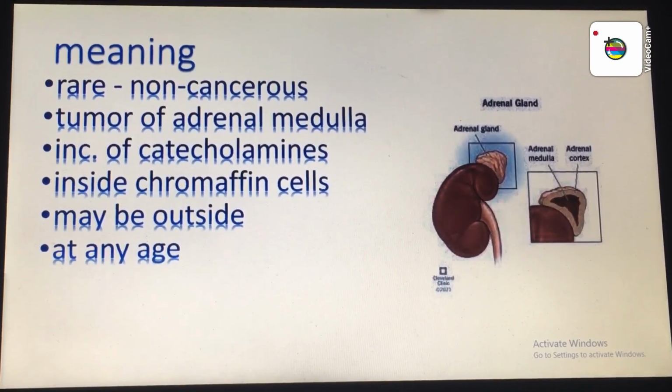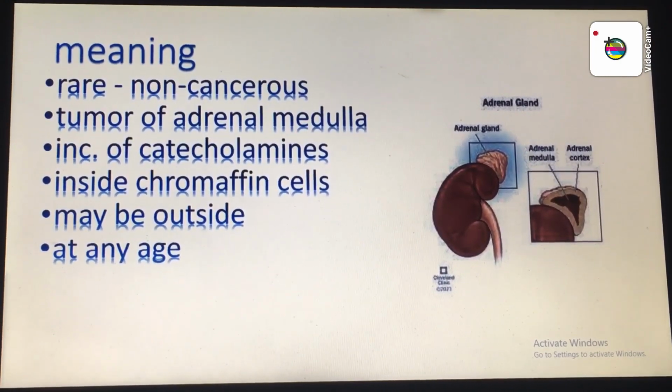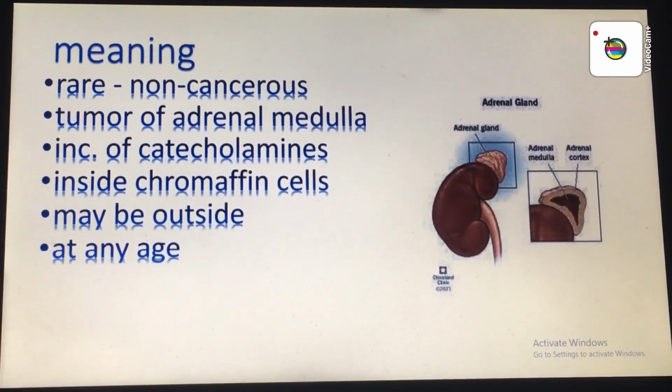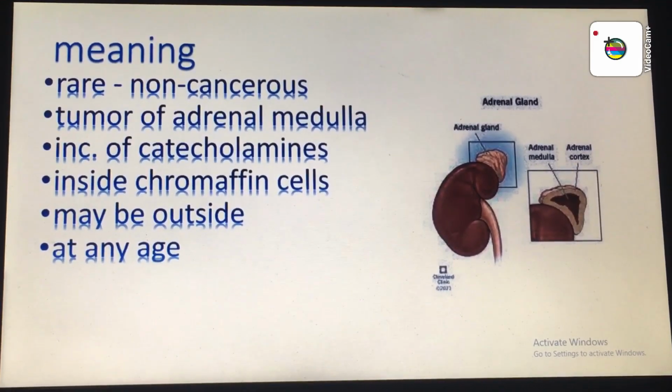And it leads to an increase of catecholamines. We know that the adrenal medulla secretes catecholamines, which are adrenaline, noradrenaline, dopamine, and DOPA. And this tumor leads to an increase in these hormones. This tumor occurs inside chromaffin cells. Chromaffin cells are found inside the adrenal medulla in the adrenal gland, and the tumor occurs in these chromaffin cells.